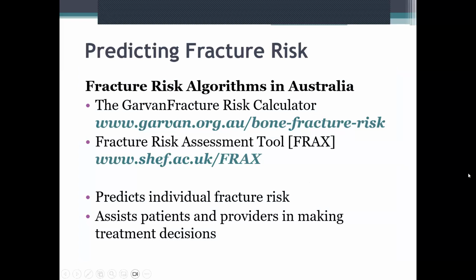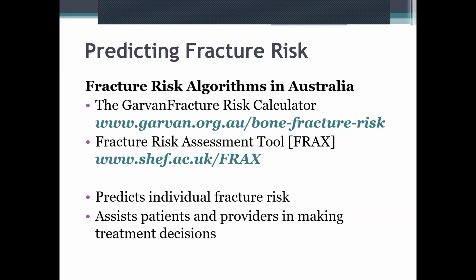So again, we do want to try and detect the osteoporosis or try and prevent fractures. So how do we prevent fracture risk, especially when we screen them with the bone density? We have fracture risk algorithms in Australia. We have two risk calculators that we can use, and these are available online. That's the link for the online calculators. The Garvan fracture risk calculator and the FRAX tool.